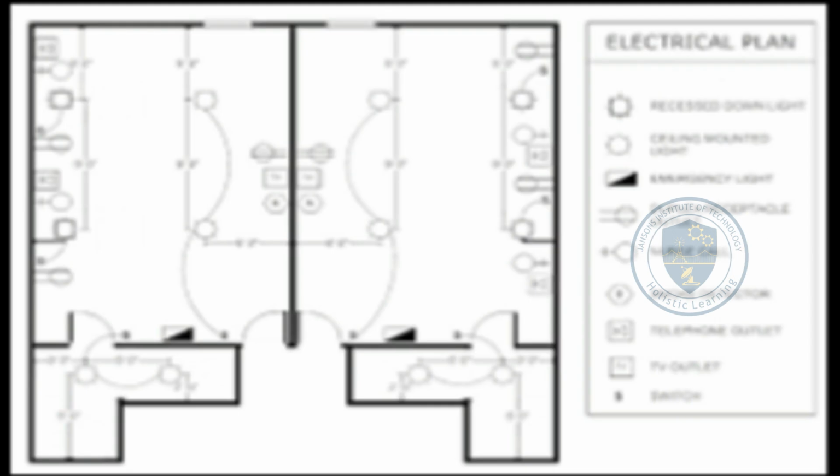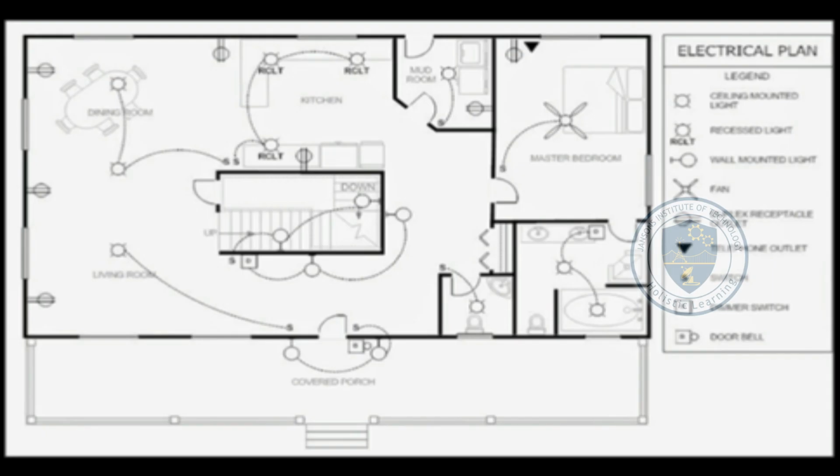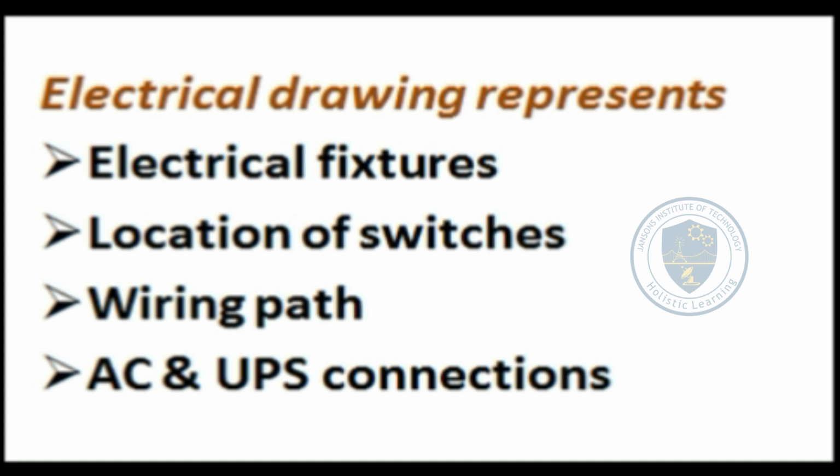Third type is the electrical drawing. An electrical drawing is a type of technical drawing that shows information about power, lighting or communication for an engineering or architectural project. Electrical drawing represents the details of electrical fixtures, location of switches, fan, light and others. It also represents the load calculation, tapping for electricity, wiring path and other interventions such as AC and UPS and its components.